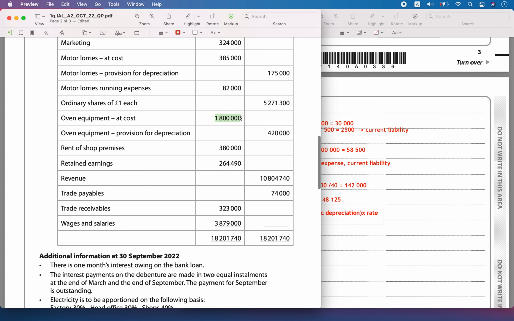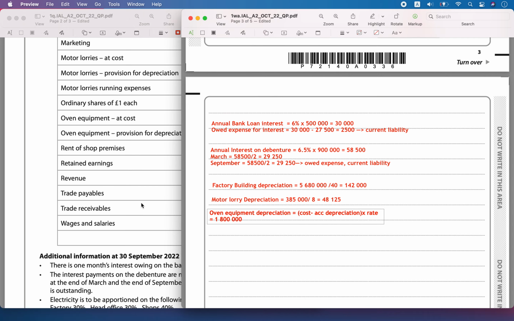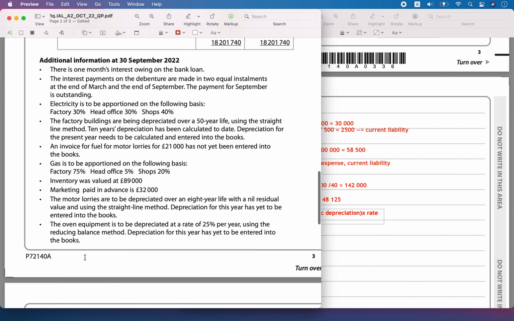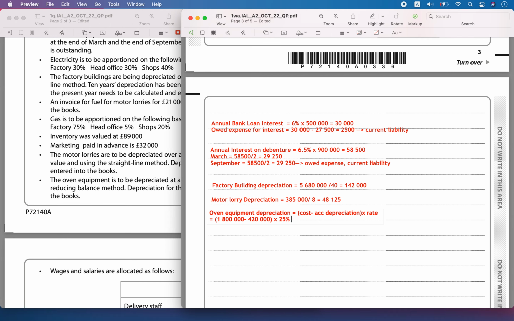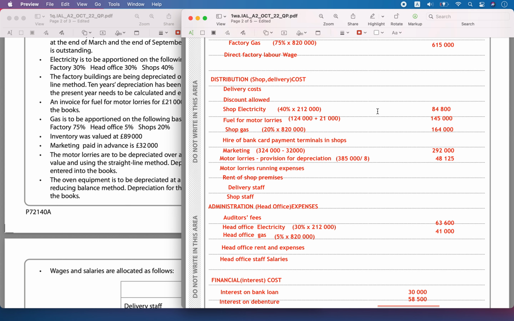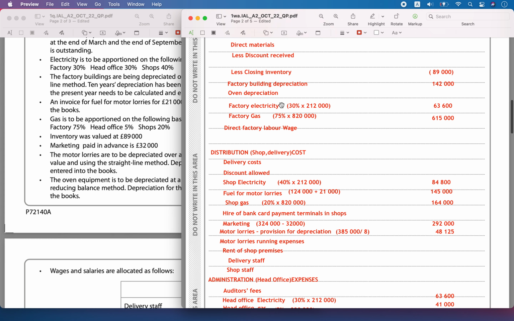So that is going to be equal to the cost, 1,800,000 minus 420,000, times the rate. The rate they have given is 25%. So that value is 1,380,000 times 25%, which is equal to 345,000. So now let's write it here for the oven equipment.